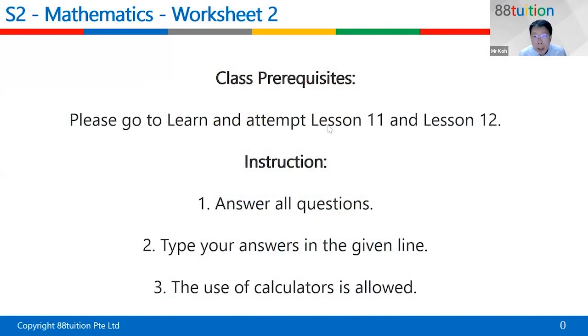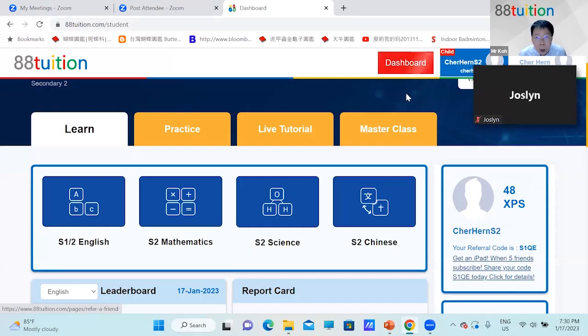Okay, so I go on to the next slide. You're supposed to attend lesson 11 and 12, so you will go to this place. All right, 88 tuition, you have your account. So you go to 88 tuition.